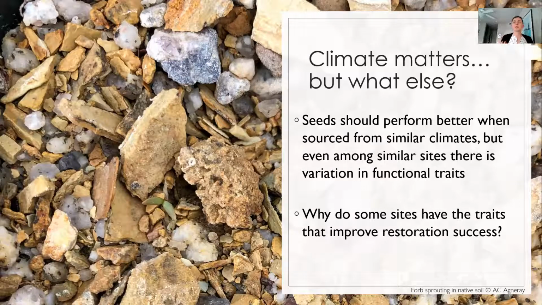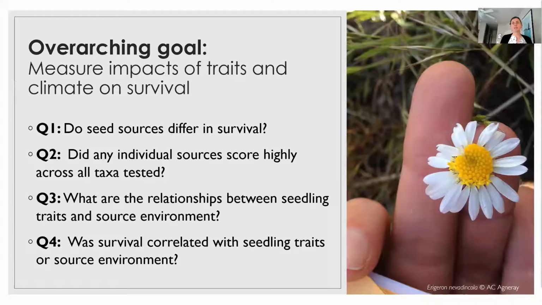So there must be some other biotic factors outside of just climate that are shaping these plants, things like disturbance history or gene flow. Our goal should really not be to only consider climate when we're choosing appropriate plant sources, but we also need to think about the functional traits that these plants have that might be helping them improve survival in these extremely competitive restoration settings.